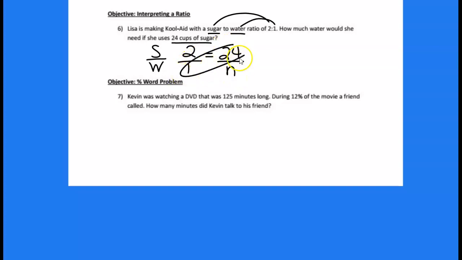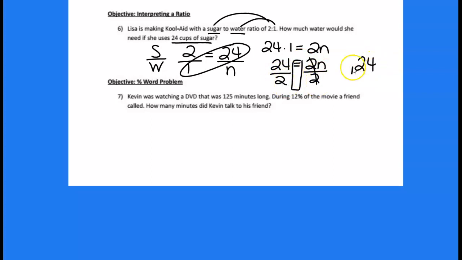Now I will cross multiply. 24 times 1 equals 2n. 24 times 1 is 24 equals 2n. Dividing both sides by 2. 24 divided by 2 is 12. She would need 12 cups of water.